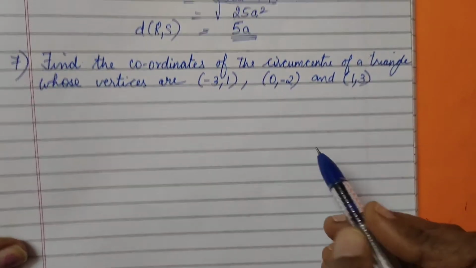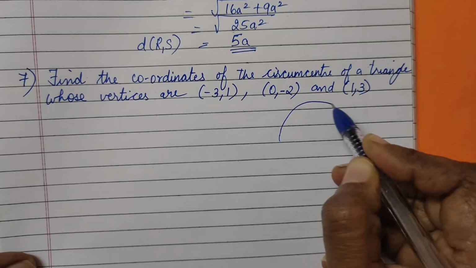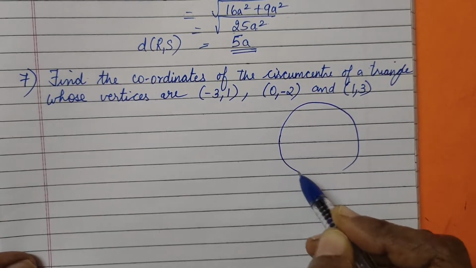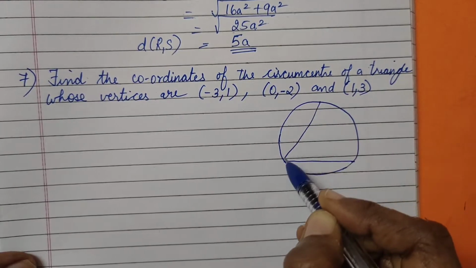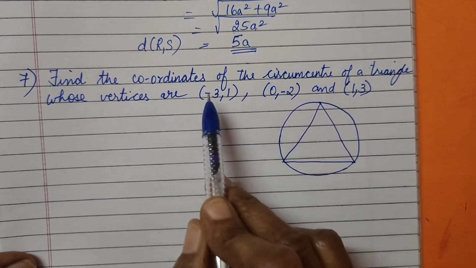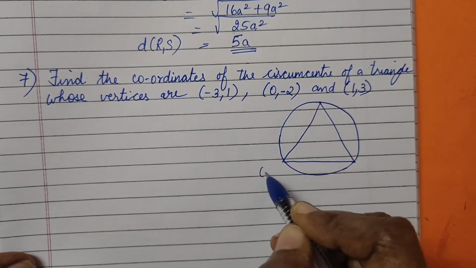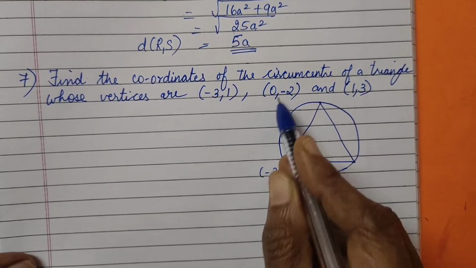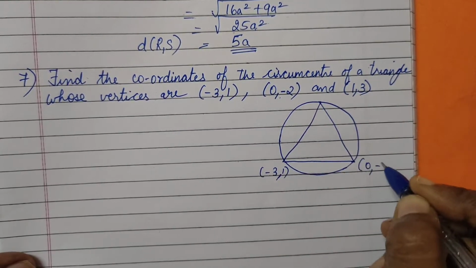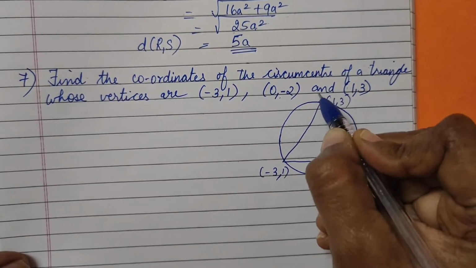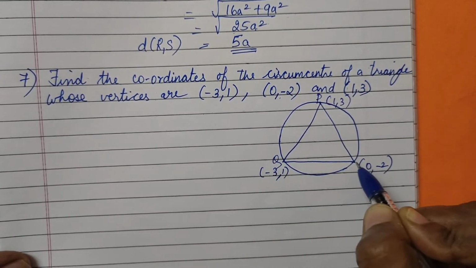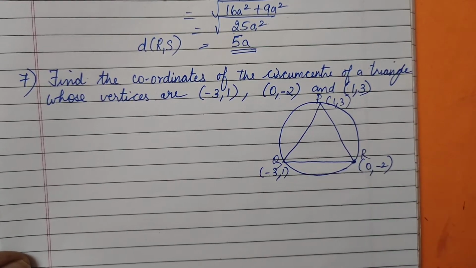Now for this I'll draw the figure. Okay dear, so I'm drawing one circle here. This is a circumcircle, so there will be a triangle inside it. So I'm drawing a triangle here. Right. So there are three vertices given. You can take (-3, 1), the other vertex is (0, -2) and the third vertex is (1, 3). We will name them P, Q and R. Okay, we need the points here.